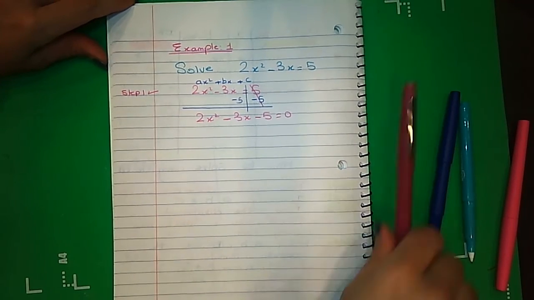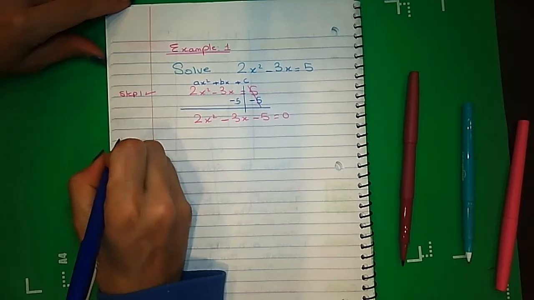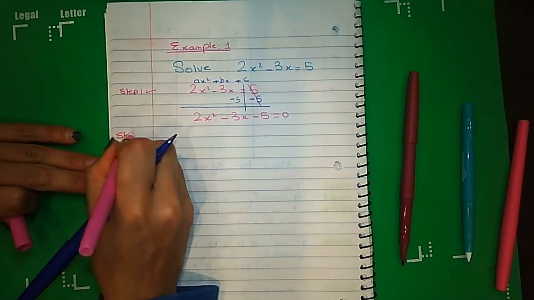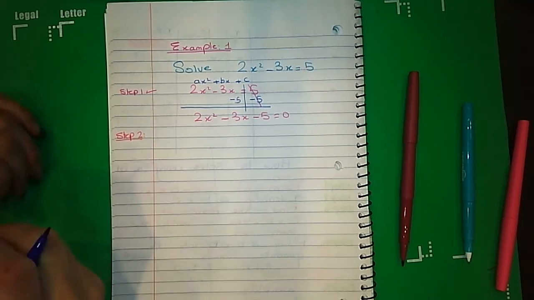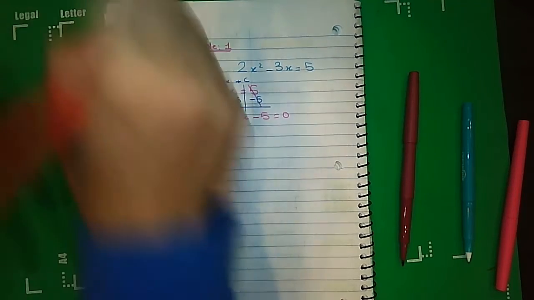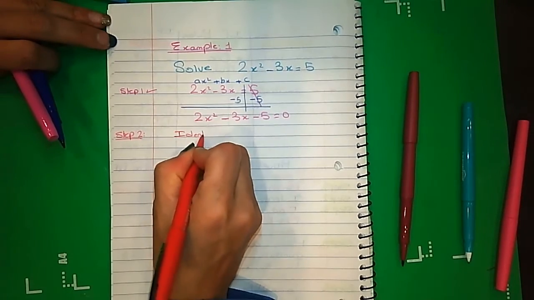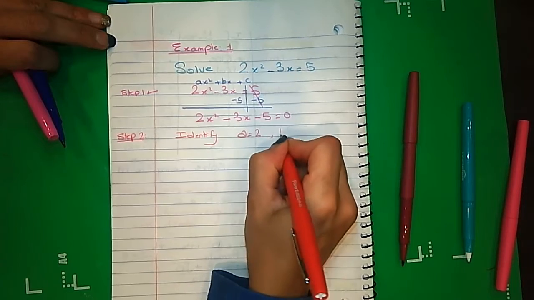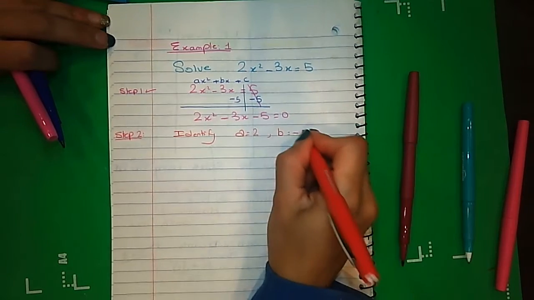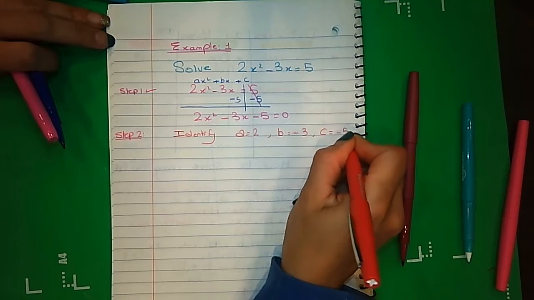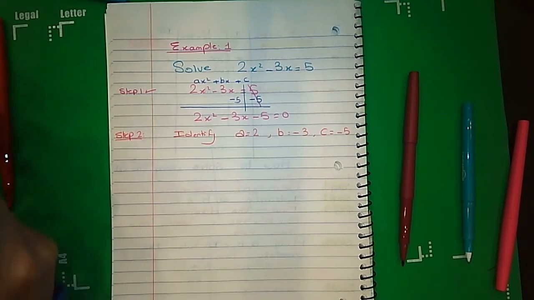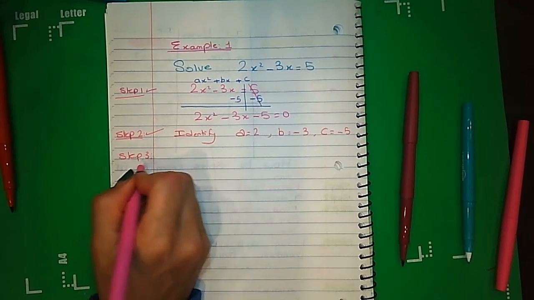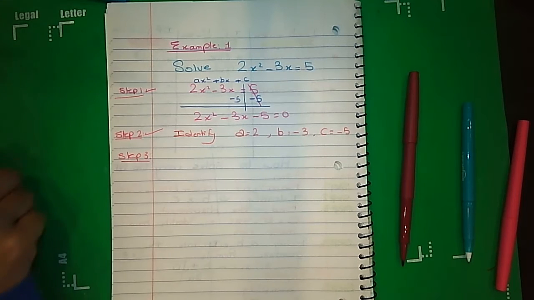Alright, step 2. Let's use the same one. Step 2, we're gonna identify A equal to 2, B equal to -3, and C equal to -5. Alright, we're done with step 2. Step 3, you're gonna find the discriminant.